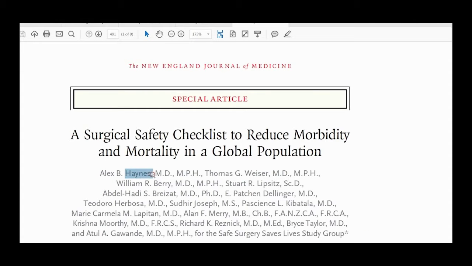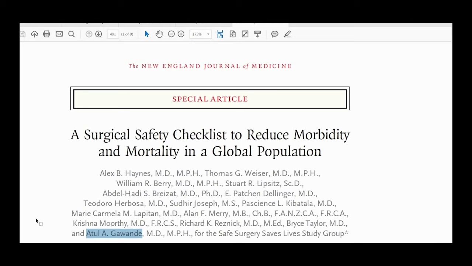Haynes et al. Haynes is listed first for a reason. Alex Haynes contributed the most to the study. That's why he is the first author listed. It is also worth noting that the very last author listed is Atul Gawande. He's a very famous writer. He has written an entire book about using checklists both in the medical field and in other fields.